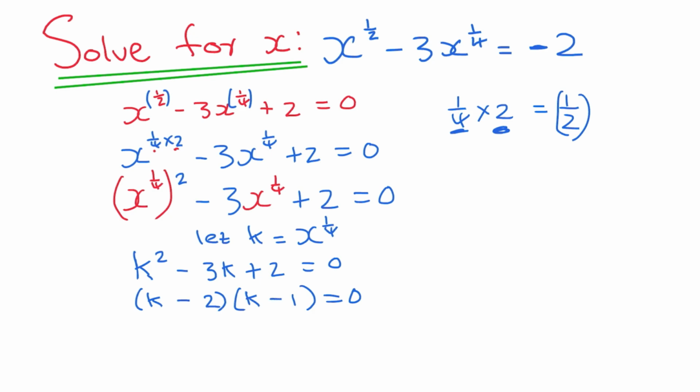So when I use the zero factor theorem, my next step will be K minus 2 equals to 0 or K minus 1 equals to 0. I'm skipping that step.